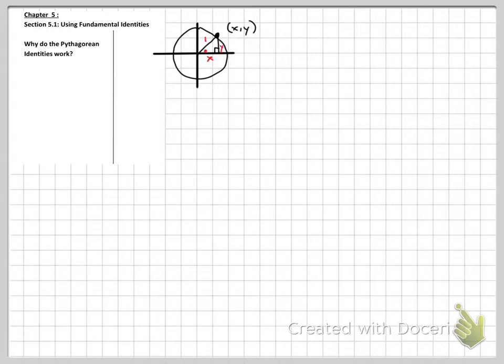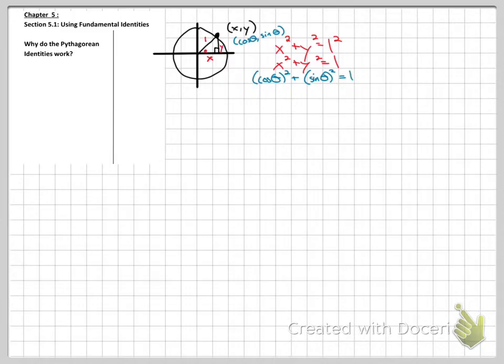Well, for right triangles, we already know the Pythagorean theorem. x squared plus y squared equals 1 squared, or x squared plus y squared equals 1. But we also know from our unit circle that instead of x and y, I could call this cosine theta comma sine theta. So I could replace every x with cosine theta and every y with sine theta. And it would still equal 1 because I'm just substituting.